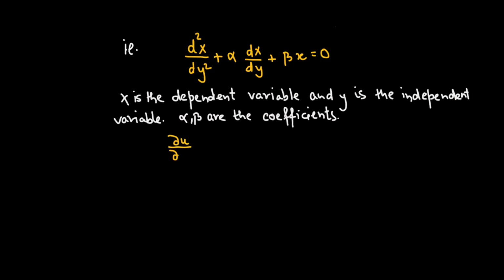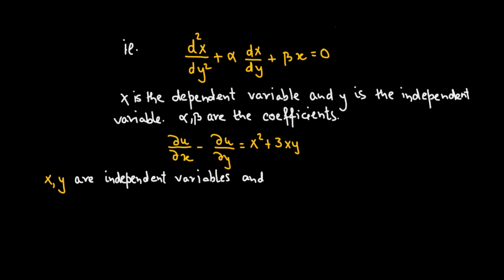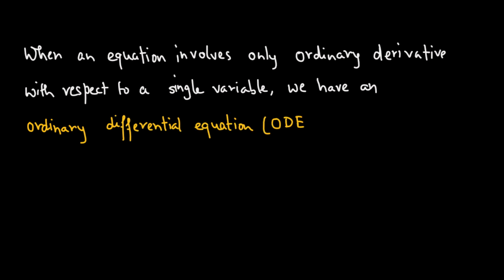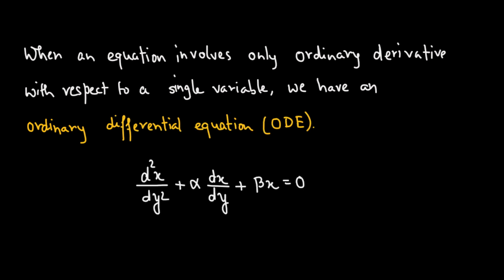Partial of u with respect to x minus partial of u with respect to y equals x squared plus 3xy. x and y are independent variables and u is the dependent variable. When an equation involves only ordinary derivatives with respect to a single variable, we have an ordinary differential equation. The second derivative of x with respect to y plus alpha times the first derivative of x with respect to y plus beta x equals 0 is an example of an ordinary differential equation.